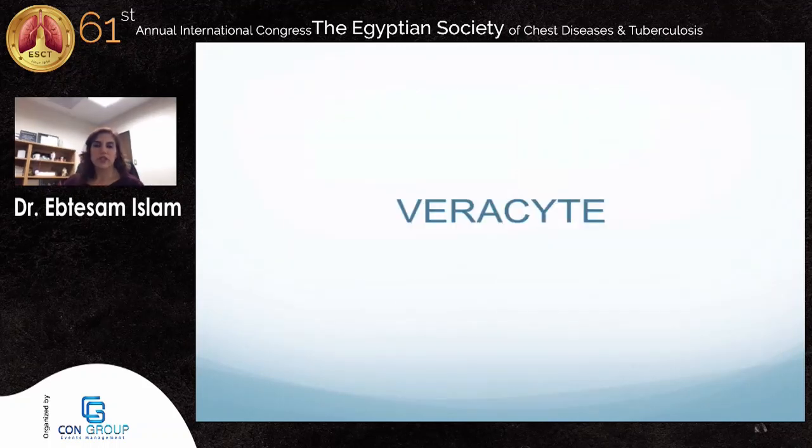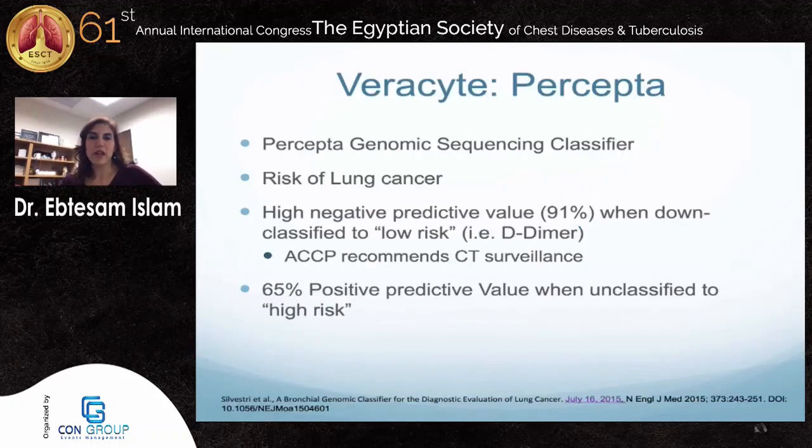So now I'm going to switch to Veracyte. Veracyte has something called Percepta that we use in our everyday bronchoscopy staging for lung cancer. And this is basically a genomic sequencing classifier. This gives you an assessment of the risk of lung cancer for these patients. It has a high negative predictive value of 91% when a patient is down-classified to low risk.